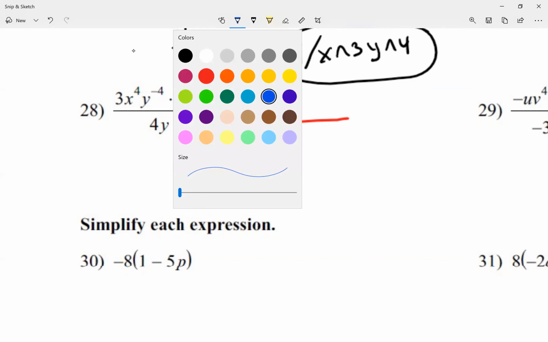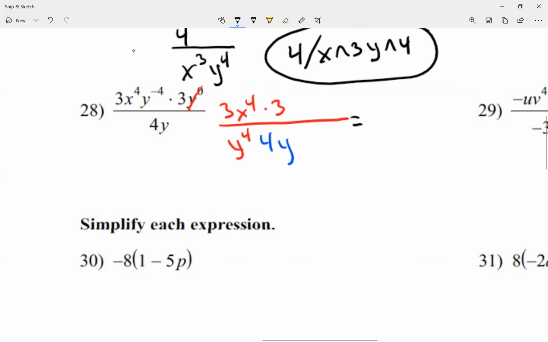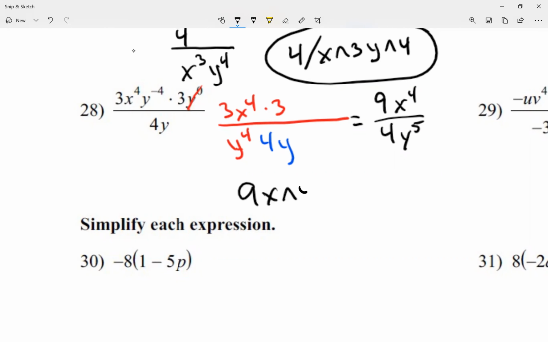Let me simplify things out. On the top, I have a 9x to the 4th. At the bottom, I have a 4y to the 5th. Funny thing is, numbers-wise, 9 over 4, nothing I can do. Letter-wise, nothing I can do. So that's it. The way I'm going to type this would be 9x to the 4th over 4y to the 5th.